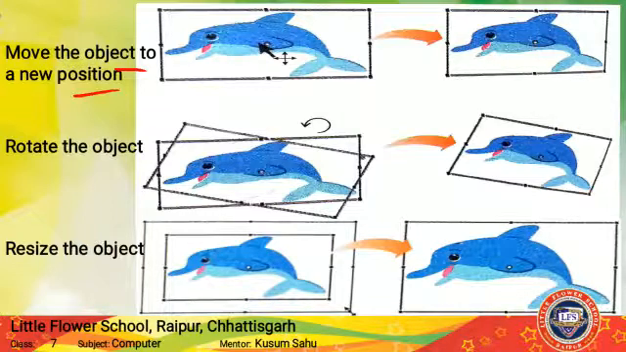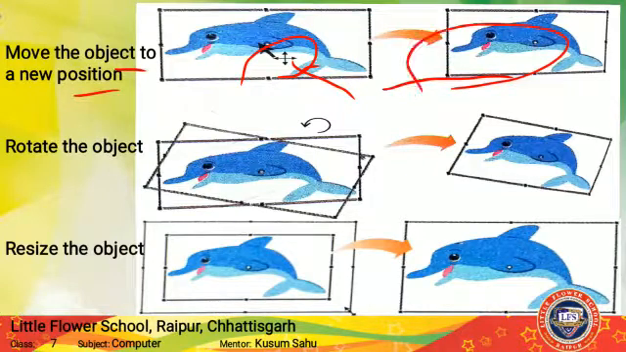Here you can see the mouse pointer. When the mouse pointer changes shape, here you can see the change of the shape, that icon. Drag the object to move it to a new position. After that we have to drag the mouse pointer to move the picture to the new position. Here you can see the new position of the same picture.